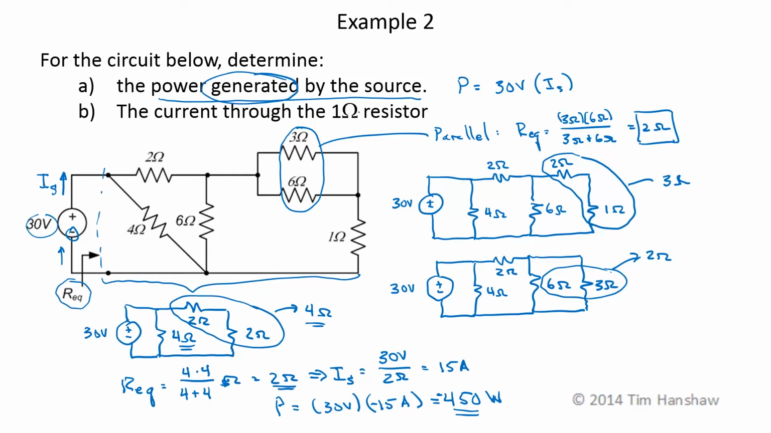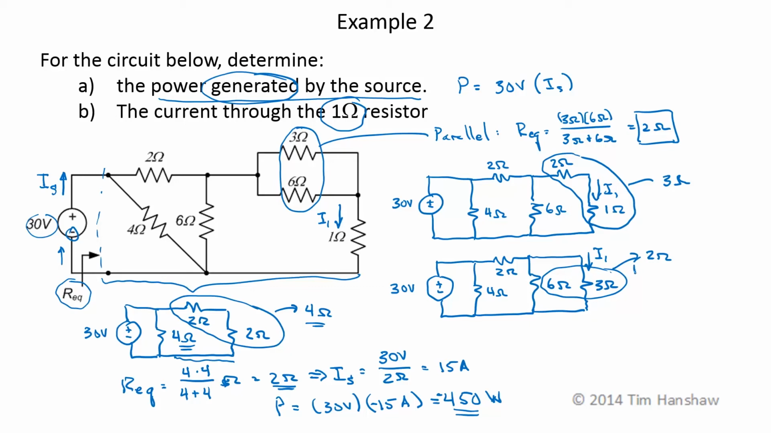Now let's take a look at the current through the 1 ohm resistor. We want this current here, I1. Let's look through our other circuits and see where else we can find that value. That corresponds to this current here, I1. Those are in series, so they share the same current, so that's also this current, I1.